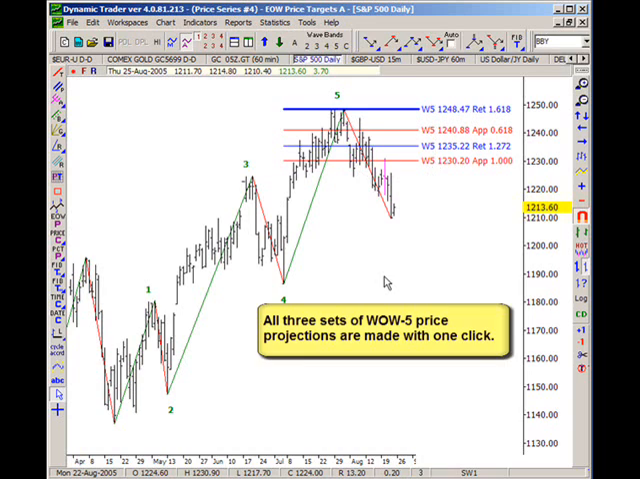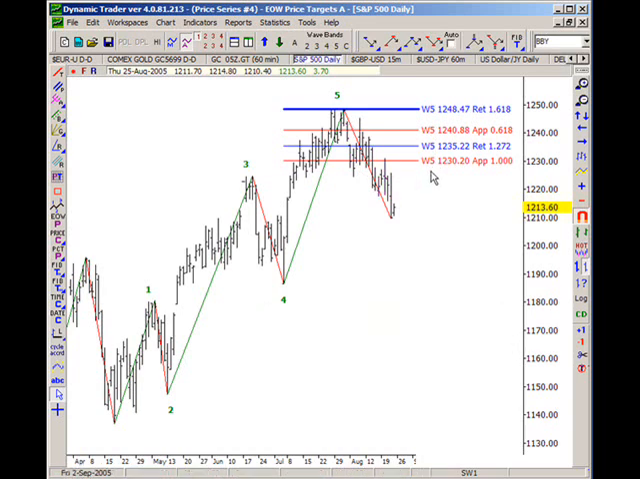So it just makes it a lot quicker and easier to make those projections, and it labels them of the type of projection too, whether it's a wave 5 or a C or one of the other patterns that we have our end of wave price projections for.